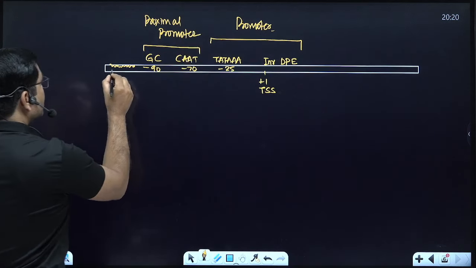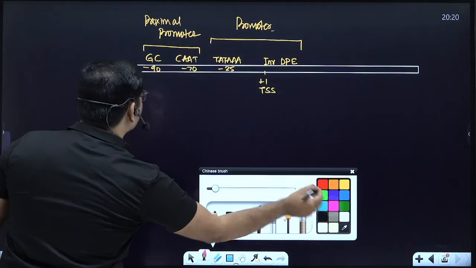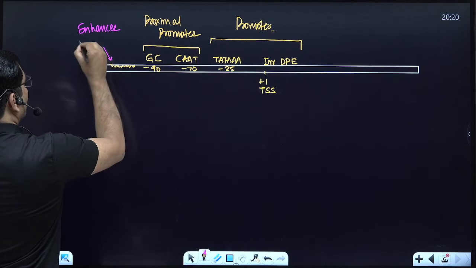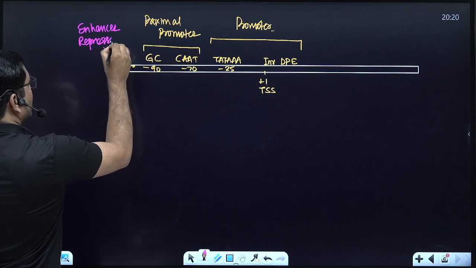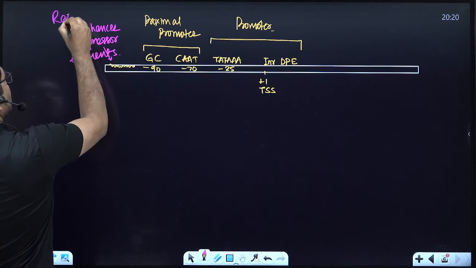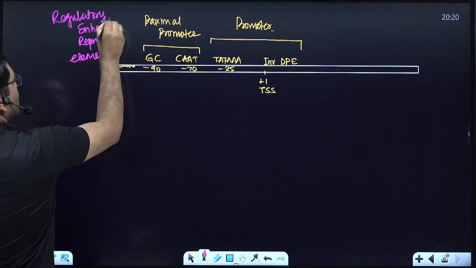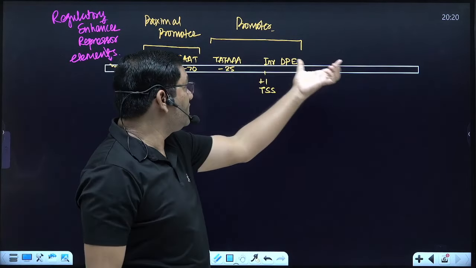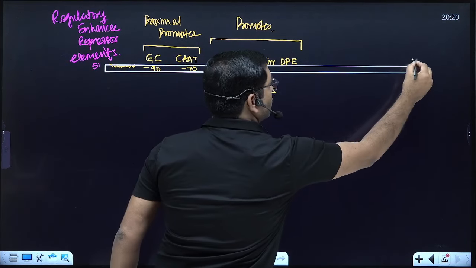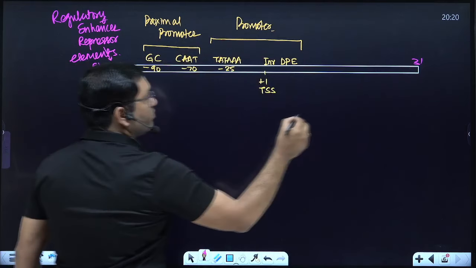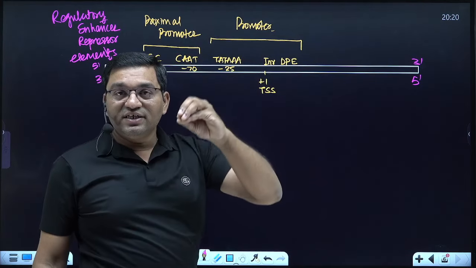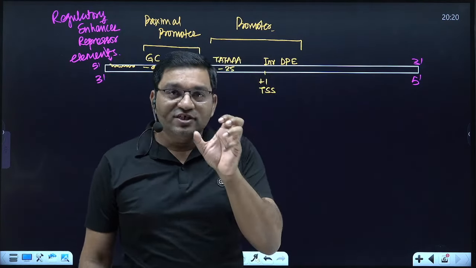Besides the promoter region, these other sequences are known as enhancer or repressor elements. These are the regulatory elements on the DNA strand. This is the coding strand of the DNA, the 5' to 3', while this 3' to 5' is the template DNA strand from which RNA is produced. So these are the different elements in the DNA which are important in the regulation of gene expression.